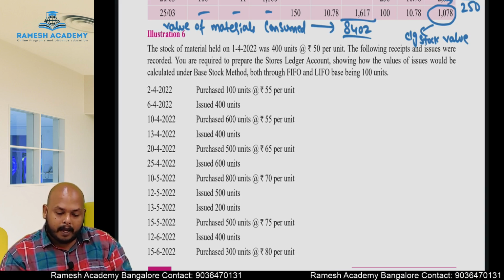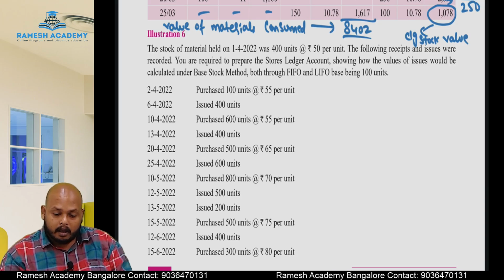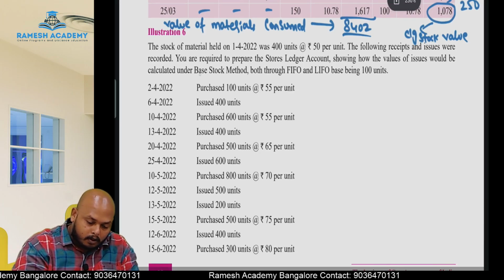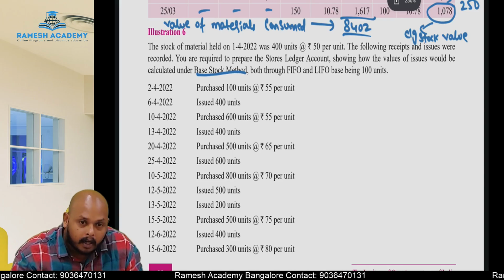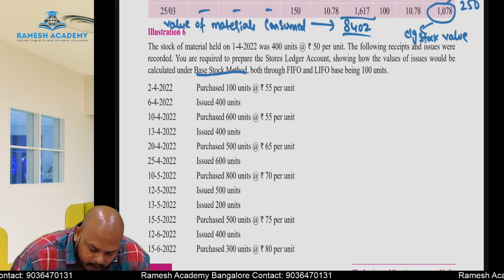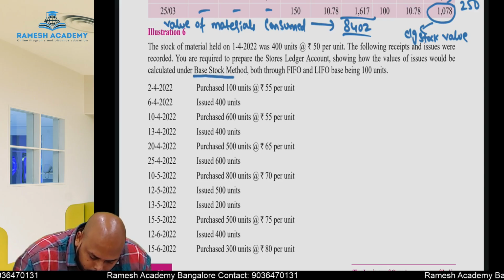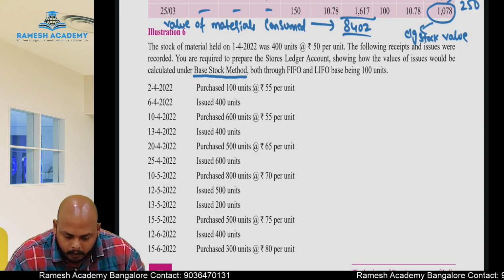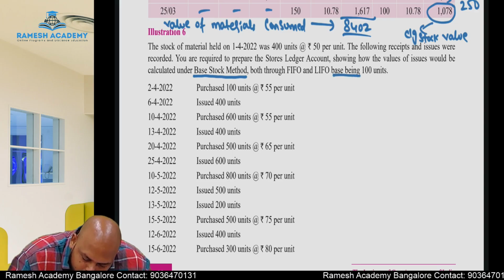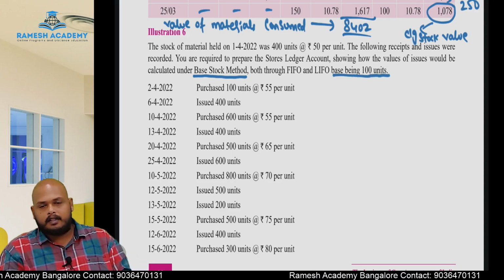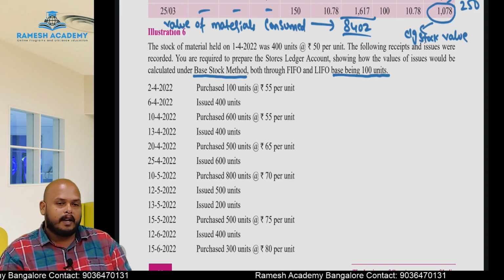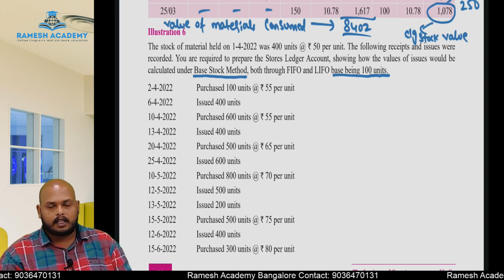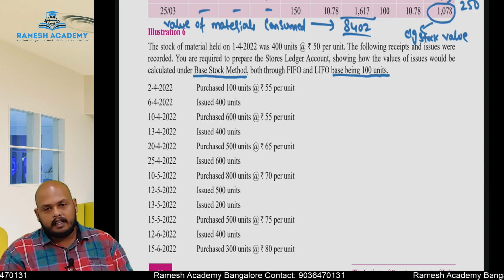You are required to prepare a stores ledger account showing how the value of issues would be calculated under the base stock method. Under which method is he asking? Base stock method, both through FIFO and LIFO. How much base stock is he asking us to maintain? 100 units. In the beginning itself we will maintain the base of 100 units. That 100 units we will not touch, we will maintain like that till the end.